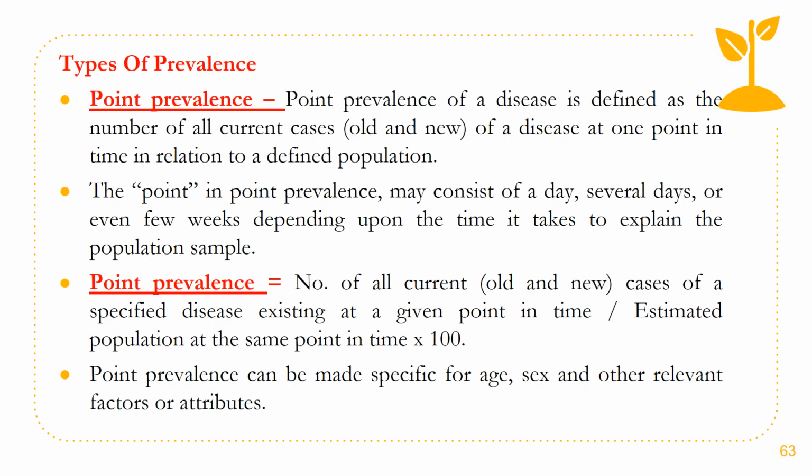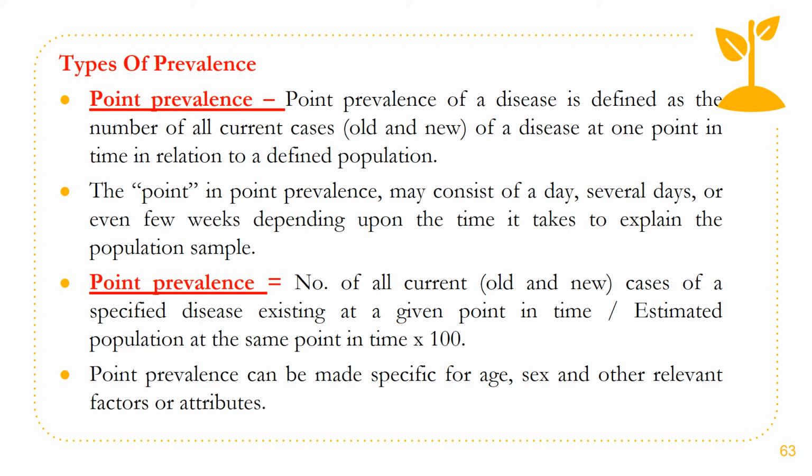Types of prevalence. First is point prevalence. Point prevalence of disease is defined as the number of all current cases of disease at one point in time in relation to a defined population. The point in point prevalence may consist of a day or several days or even a few weeks, depending upon the time it takes to examine the population sample.